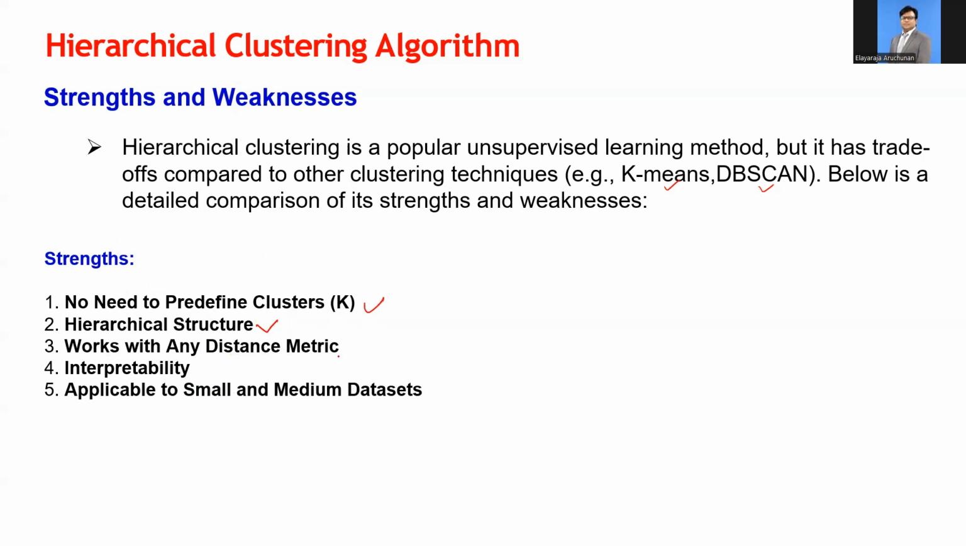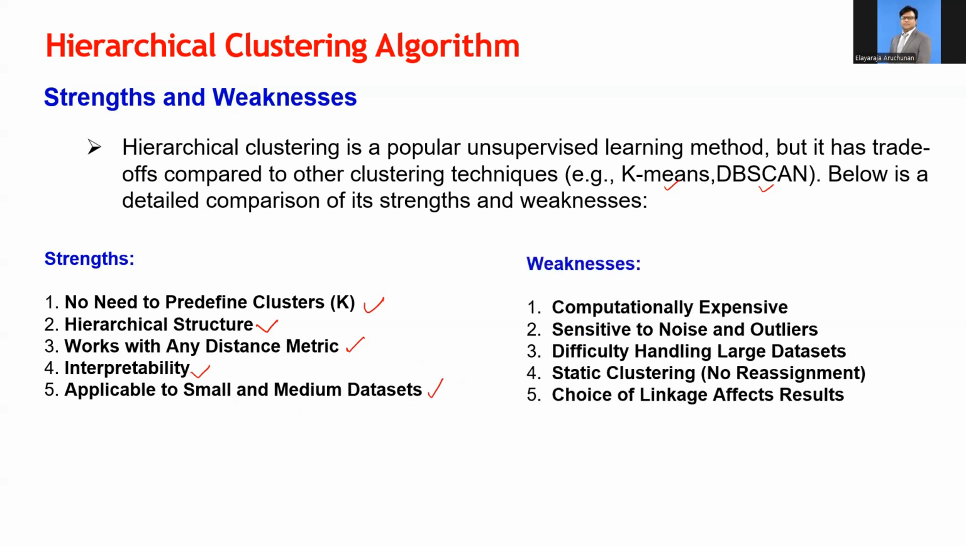It works with any distance metric, like Euclidean, Manhattan, or cosine distance. It is also easy to interpret; when it comes to interpretation, the hierarchical method is one of the best. And it is applicable to small and medium data sets. Now take a look at the weaknesses.